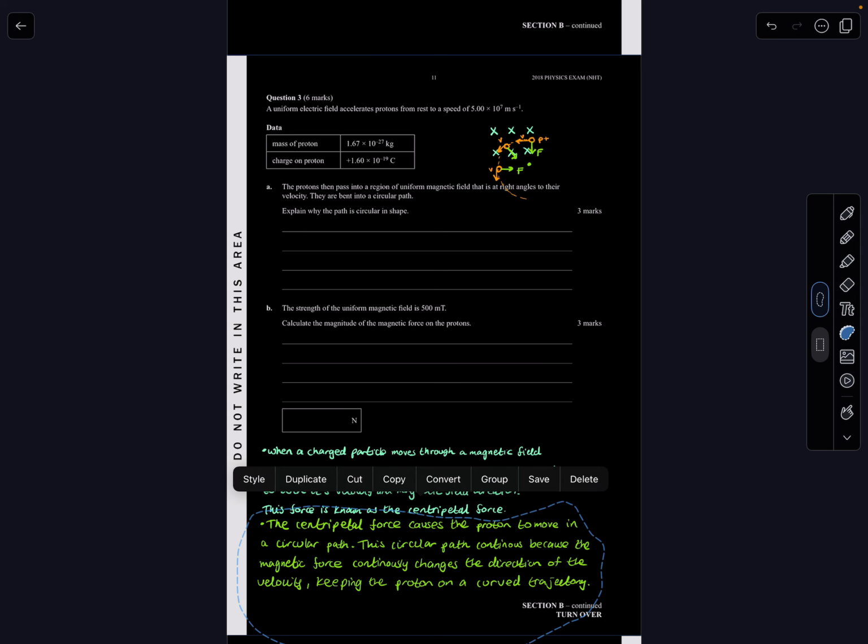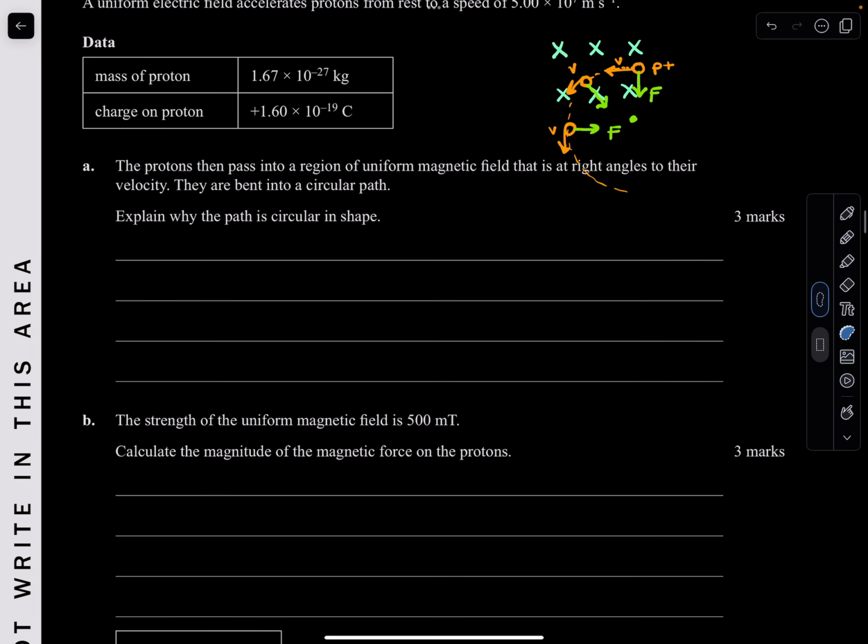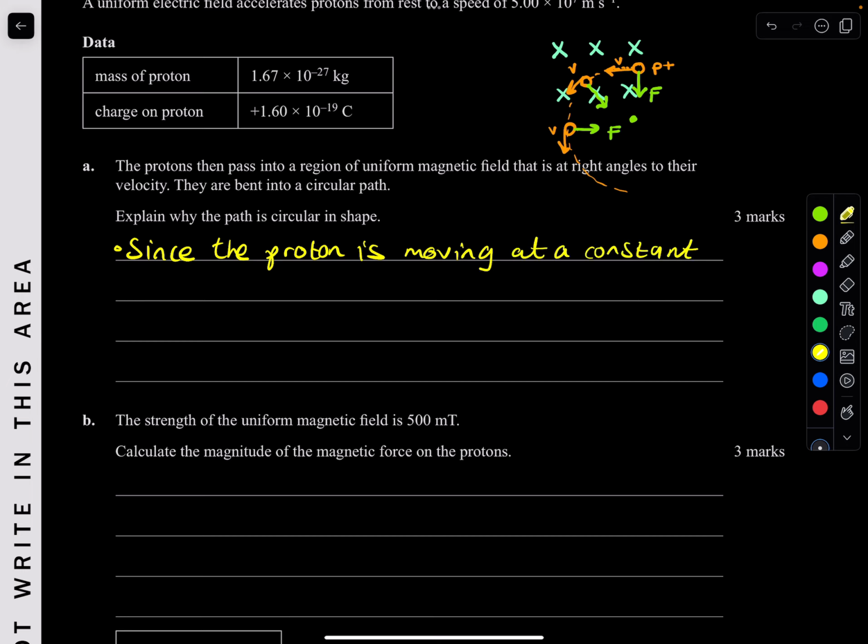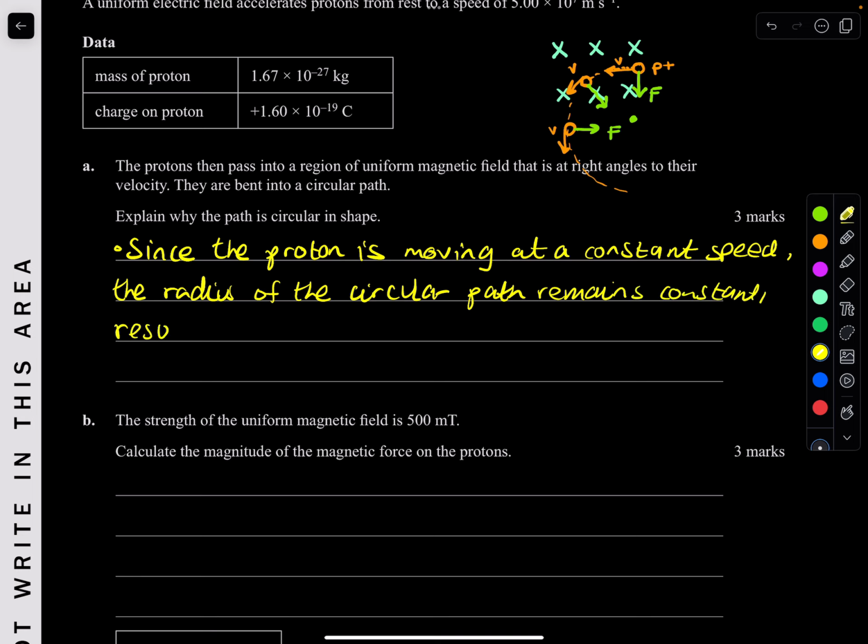And I'll give an extra dot point for the final one. We would say something like: since the proton is moving at a constant speed, the radius of the circular path remains constant. And that's why we get this beautiful circle, resulting in a uniform circle.